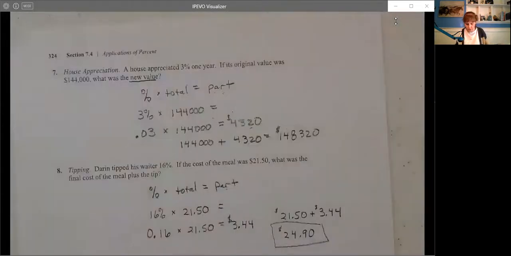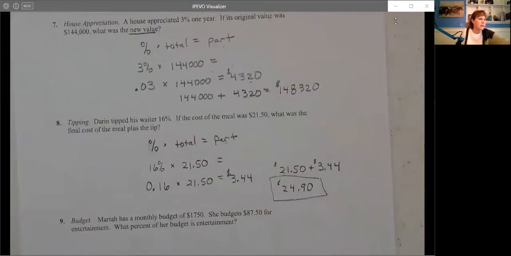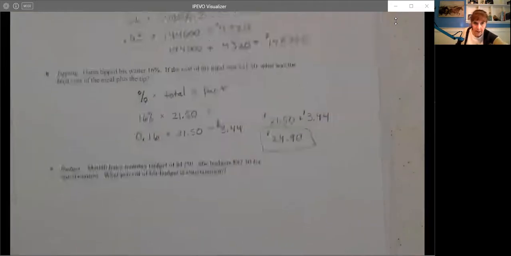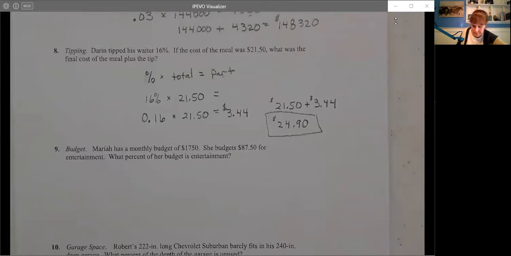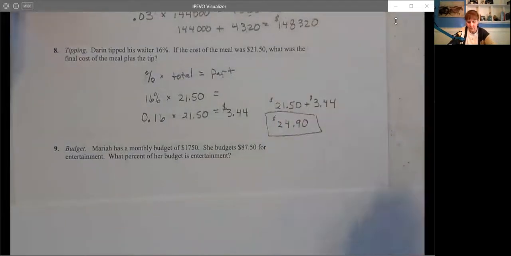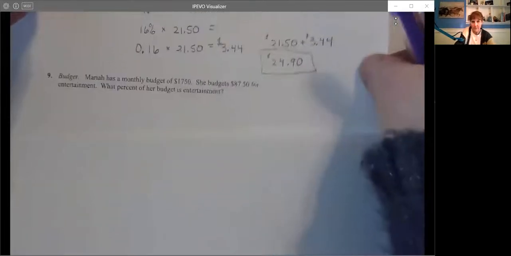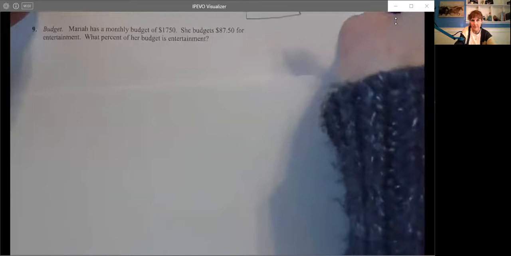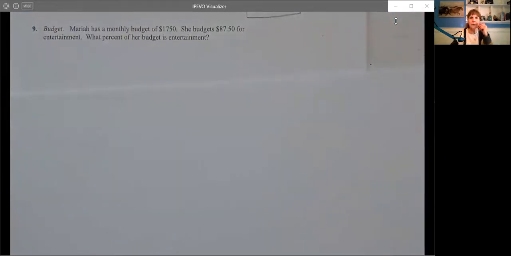Okay, so let's go to this number 9, clean sheet of paper. And go ahead. We have Mariah has a monthly budget. I don't really want to see the tip problem. Move it up a little bit there. All right, Mariah has a monthly budget of $1,750. That's her total budget. She budgets $87.50 for entertainment. What percent of her budget is entertainment?